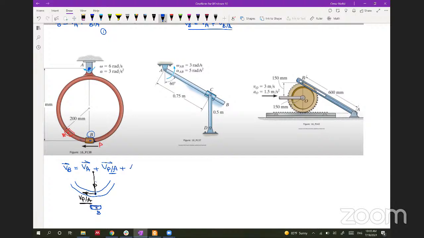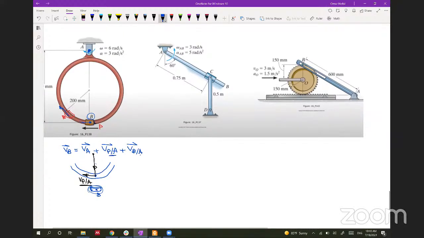So the third term is VB with respect to A. How is the collar B moving away from P? From here, B is moving in this direction and P is moving in this direction. So we need to know VB with respect to A, and you should apply the rule that we learned before in relative velocity. Sorry, this should be A with respect to B.